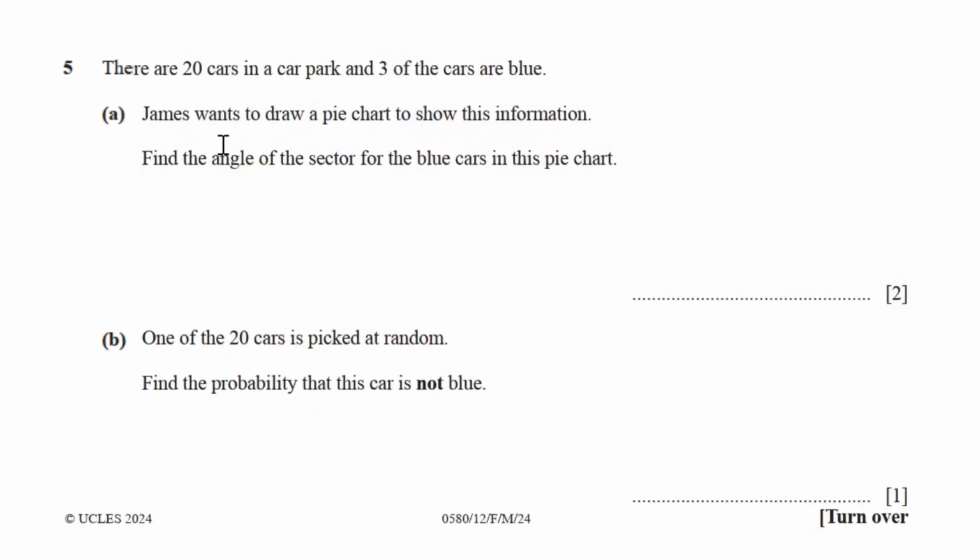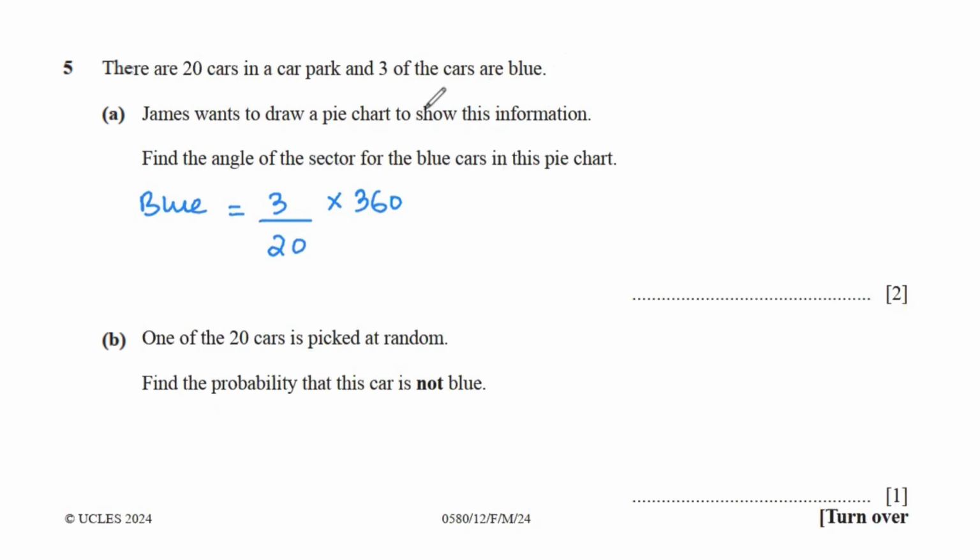There are 20 cars in a car park, and 3 of the cars are blue. James wants to draw a pie chart to show this information. Find the angle of the sector for the blue cars in this pie chart. So if 3 of the cars are blue, that's 3 out of 20. And to find the angle of the sector, you multiply the fraction for the blue cars by 360, because 3/20ths of the pie chart represents your blue cars.